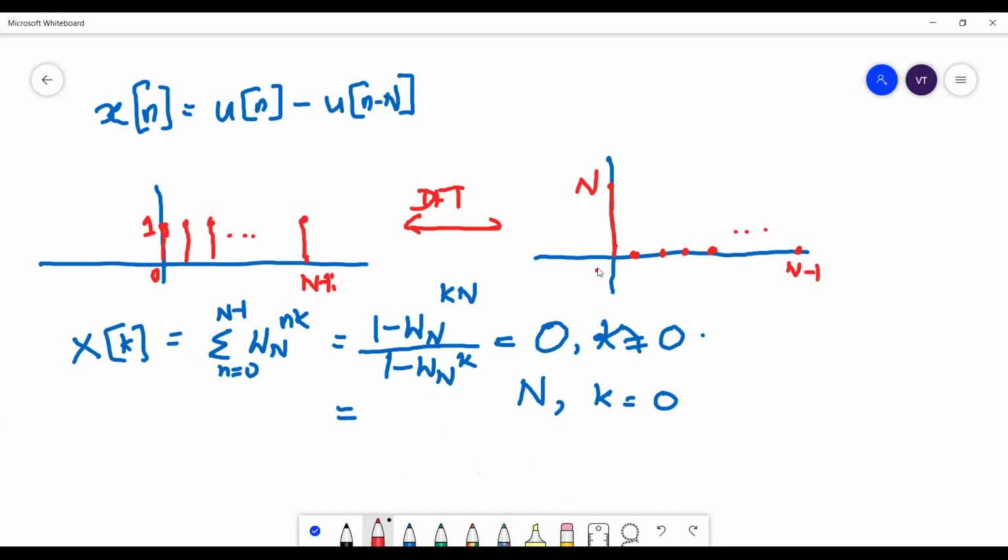Is that understood? 0, 1, 2, 3, 4, etc. up to n minus 1. Now, how will you interpret this? Arvind Palat, you are there?